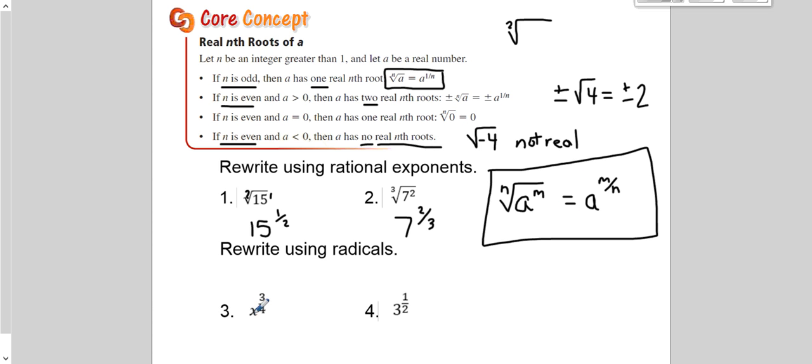All right, rewrite using radicals, x to the 3/4. So it is an exponent. We're going to change it to a radical. The x goes in here. We have to put a number here for the index and a number here for the exponent. The denominator is our index. The numerator is our exponent here. All right, give it a try. Try number 4.